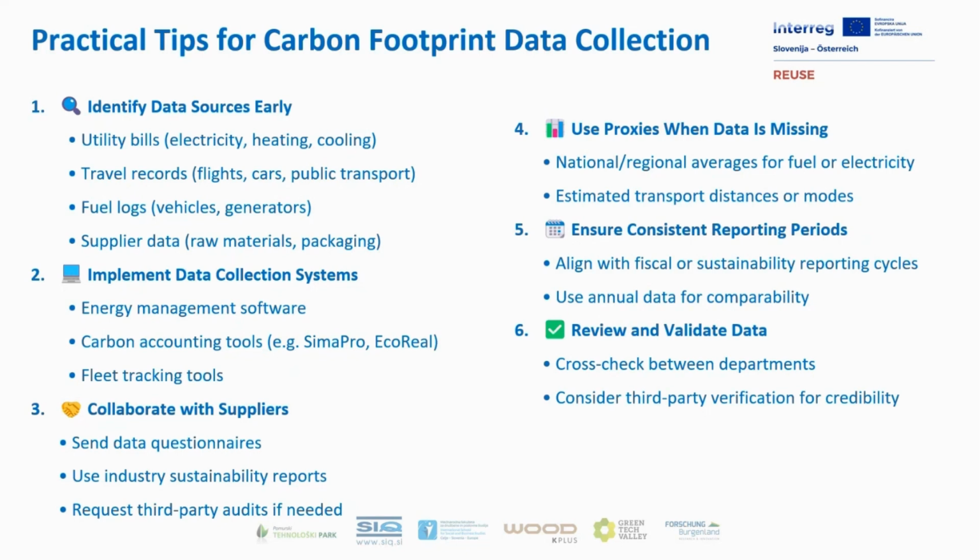Fourth, use proxies when data is missing. There will be times when exact data just isn't available, especially for Scope 3. In those cases, you can use estimates or industry averages. For example, if you are missing energy data, you can use regional or national averages for electricity or heating. For transportation-related emissions in the supply chain, you can estimate based on typical distance or modes of transport used. Fifth, maintain a constant reporting period.